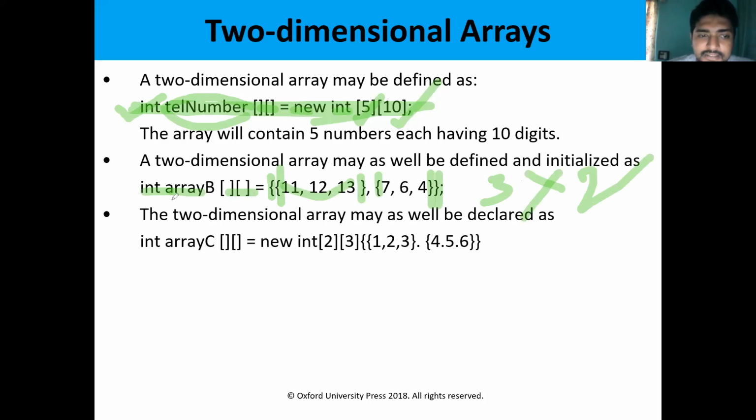This is the declaration of a 2-dimensional array, declaration as well as initialization. We have to give the sizes, 2, 3, that means 2 by 3. 5, 10 means a 5 by 10 matrix. 2 by 3 matrix means 2 rows, 3 columns. Like that, we have three-dimensional arrays.